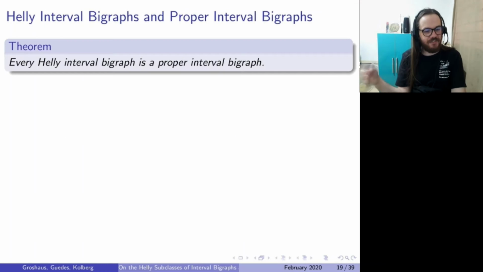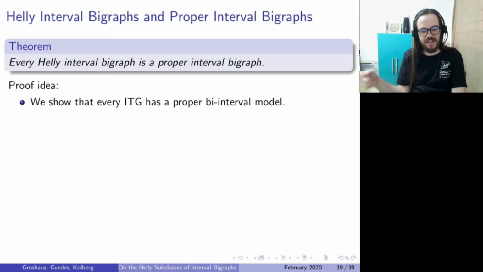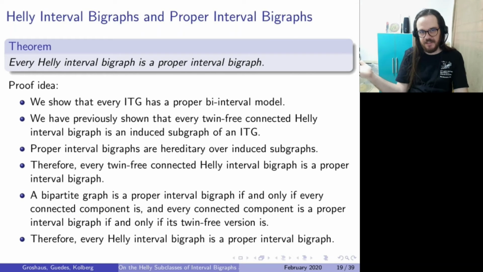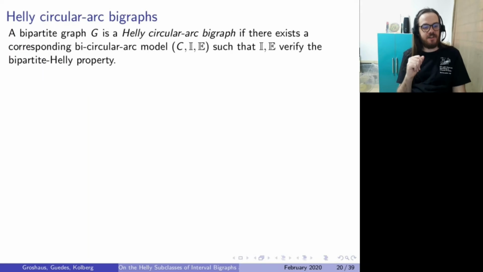The proof that every Helly interval bigraph is a proper interval bigraph consists of showing that every ITG is a proper interval bigraph, and then using the fact that every twin-free connected Helly interval bigraph is an induced subgraph of an ITG, and then fill in some details. Moving on to Helly circular arc bigraphs.